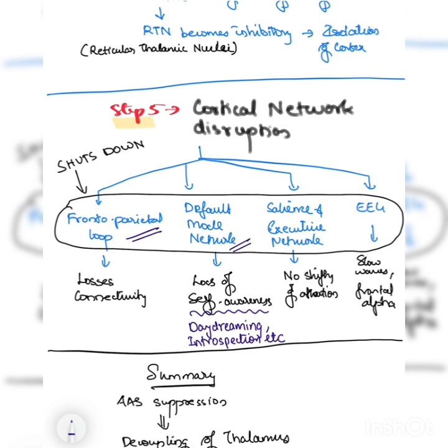Anesthetics will significantly alter the default mode network by disrupting its functional connectivity, leading to a loss of consciousness. The default mode network, which is typically active during wakeful rest and self-referential thinking, undergoes network fragmentation and the synchronization will reduce under anesthesia.